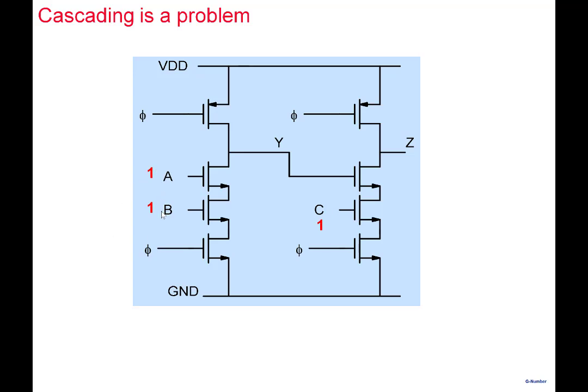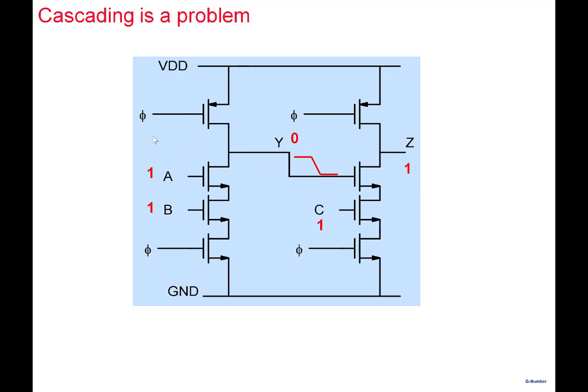Suppose A and B are supposed to be 1 and C is 1 here. So the normal output that you expect here to be 0. And if this is 0, then you expect an output 1 here. So that's the normal output. Okay, so now how does it work?